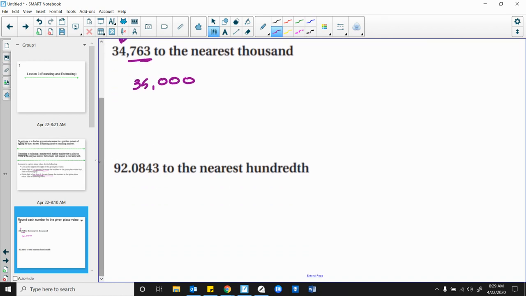Next, round to the nearest hundredth. You need to identify the hundredths place. In this case, it would be 8. Look to the number to the right of it. It's less than 5, so in this case we're going to keep it as 92.08. Since it's less than 5, we do not change it. We just cut off this 43.